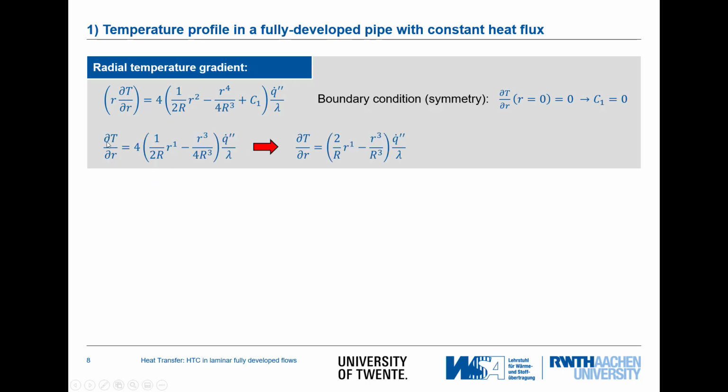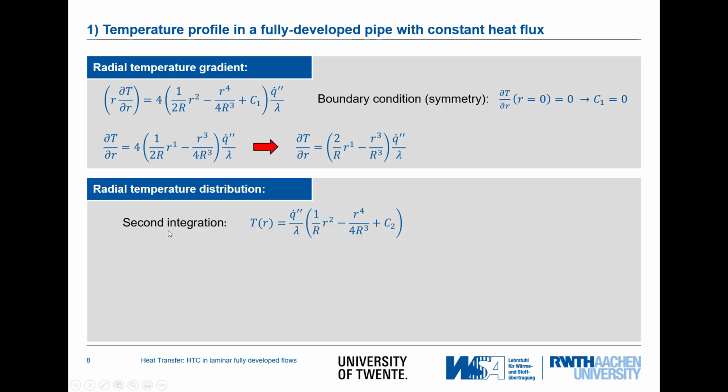We have the equation for the temperature derivative as shown here. And if we simplify this equation a little bit, we can put the coefficients just inside the equation. So we have 2 divided by r to the power of 1 minus r to the power of 3 divided by the large R to the power of 3. So in the next step we have to integrate this again to get the temperature profile T of r.